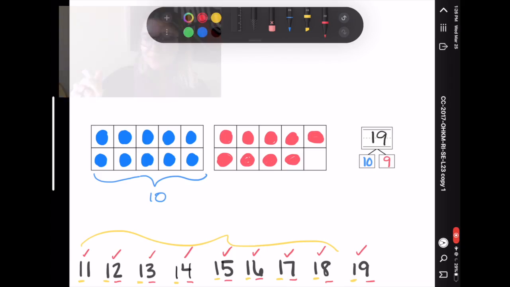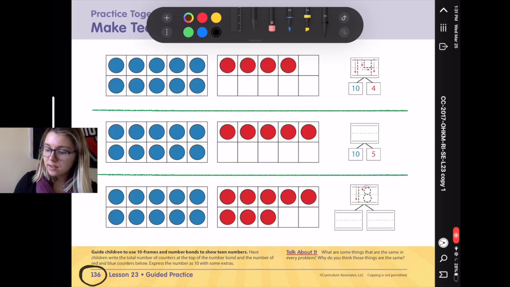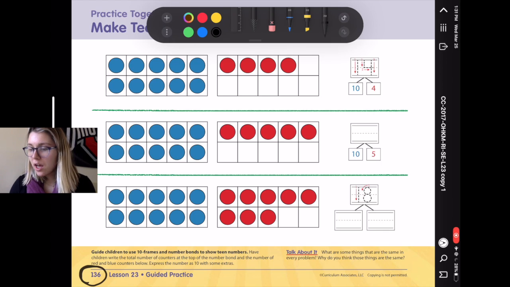Great job. All right, friends, so now you're going to open up to your page 136. You can see at the bottom right there. And we're going to do this together. So let's look at the first problem. So how many blue counters do we have? It's a lot like what we just did. Yeah, we have 10. Can you point to where the 10 is? And I'll circle it. The number 10? Right here. You got it.